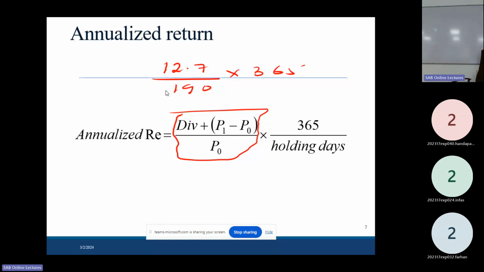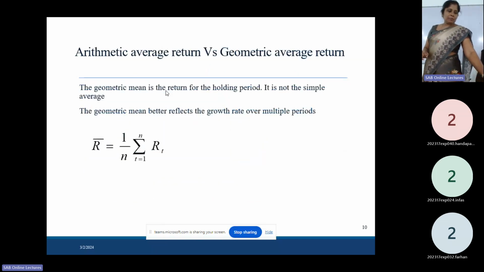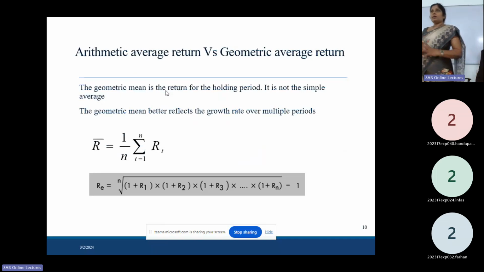So we can start, I think, continuation with the holding period return. So you realize what is holding period return and annualized rate of return. So we should know one more thing: arithmetic average return and geometric average return.